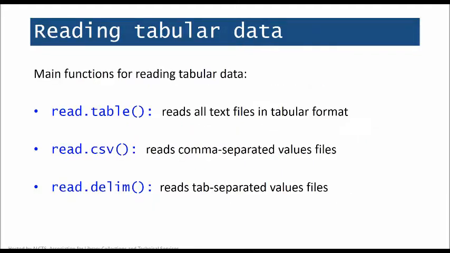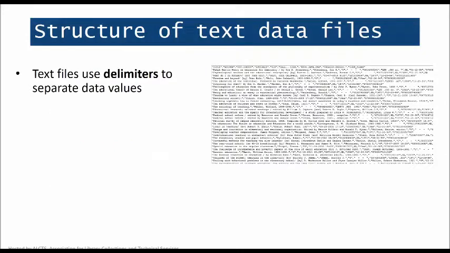There are three main functions for reading in tabular data. And when I say tabular, I just mean a grid of rows and columns. read.table, read.csv and read.delim. read.csv and read.delim are the same as read.table. They just have a few arguments set by default, like read.csv automatically sets the separating character to be a comma.